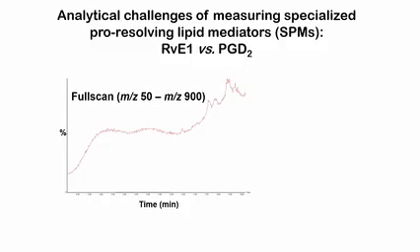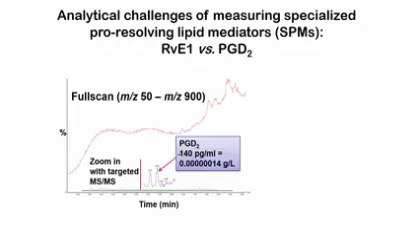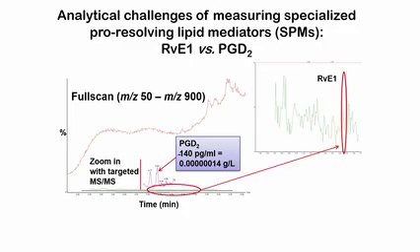This is targeted data. Here's a full scan, and we zoom in with targeted MS/MS as an example. This is human plasma, our reference plasma in the lab. Here's prostaglandin D2, which is a very low abundance eicosanoid, and here we see it at 140 picograms per mL. Then we zoom in a little bit more.